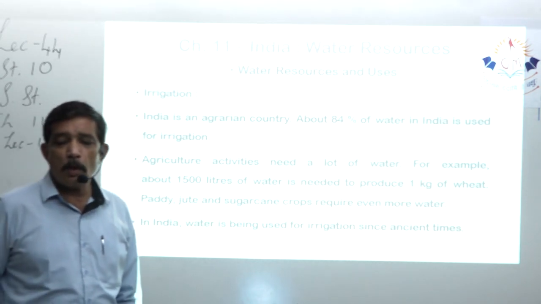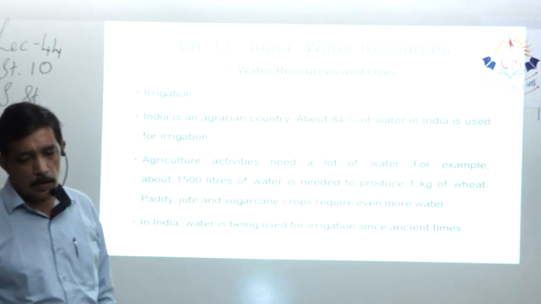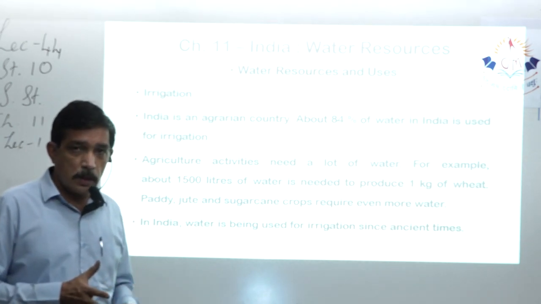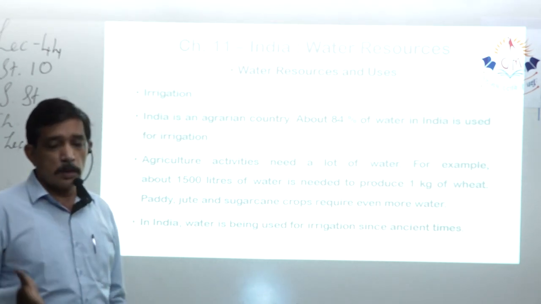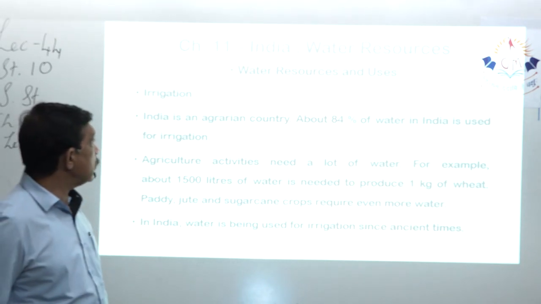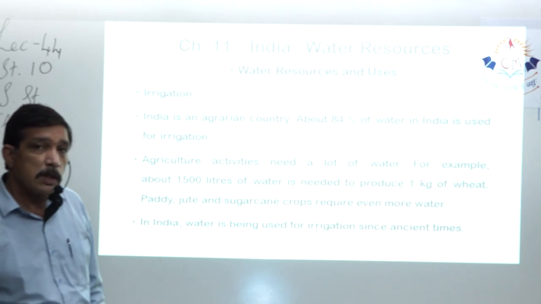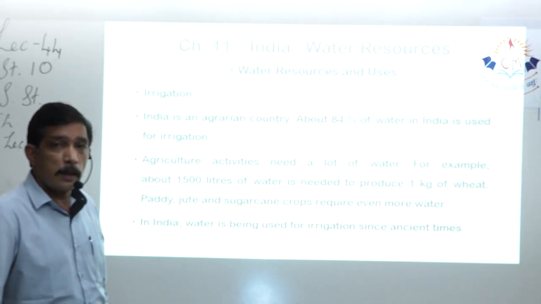Now water resources and their uses. Now we have learned the water resources, right? Now what are the uses? One of the first uses is irrigation. This we have studied in many of the chapters, that India is an agrarian country.